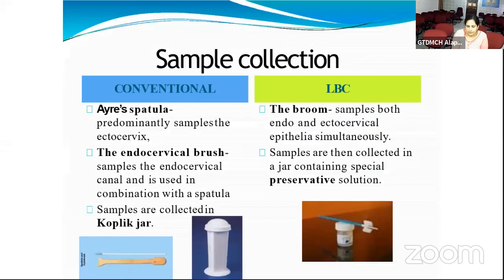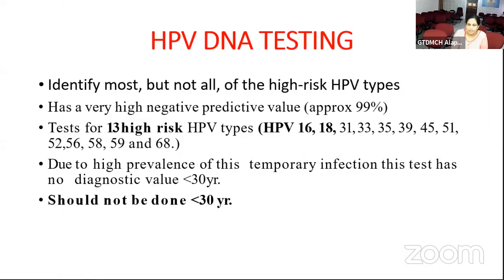So conventionally, you are using an Ayre spatula and an endocervical brush, and the samples are collected in a Coplin jar. In liquid-based cytology, we are using a broom, and the samples are collected in a jar containing special preservative solution, and it is centrifuged and made into a monolayer to look at any abnormalities.